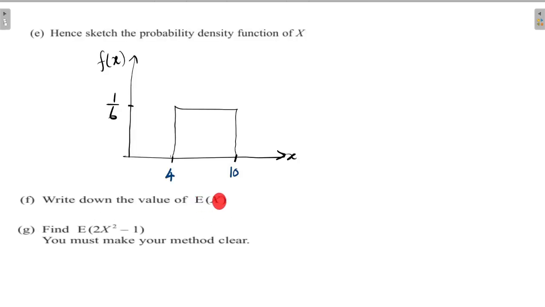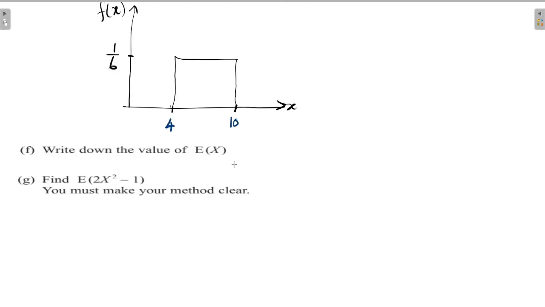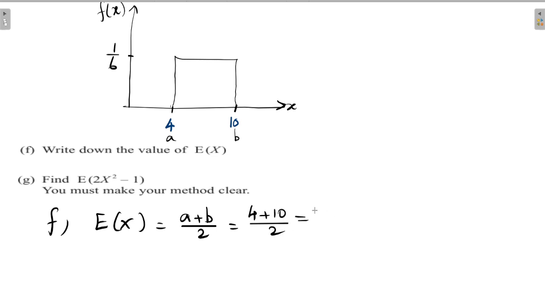Write down the value of E of x. E of x is the average within the limit, so E of x is equal to (a plus b) by 2. Considering the a value and b value, 4 plus 10 divided by 2 is 14 by 2, which is 7.